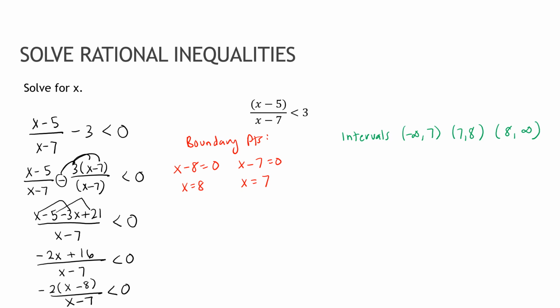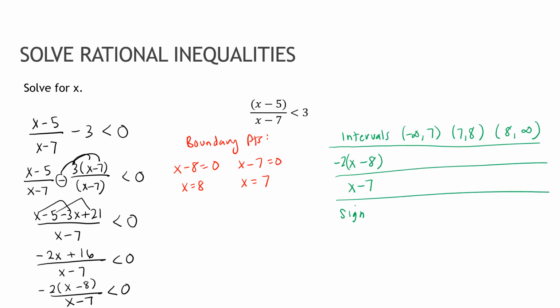On the left-hand side, I'm going to use x minus 8 and x minus 7. And actually on this one, I'm going to put negative 2 times x minus 8 because that's what's going to end up happening. And then I'm going to use my sign. And then from here, I'm just going to fill it in as I go.